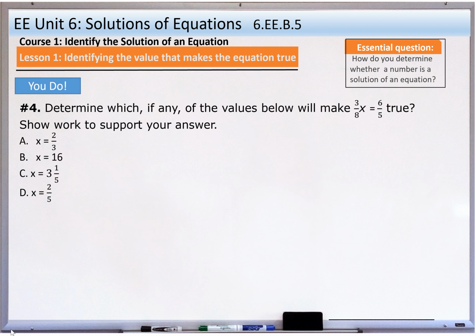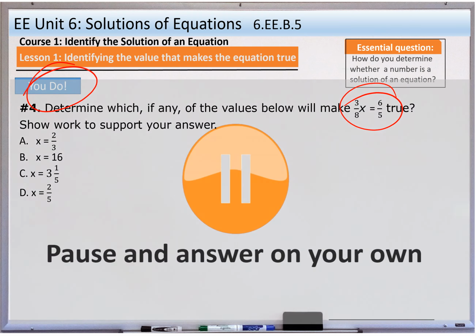Let's get started. Number 4, I want you to do this one if you haven't done it already. Determine which, if any, of the values below will make this equation, 3/8 times some number x equals 6/5, true. Show your work to support your answer. If you haven't done so, go ahead and pause the video and come back and we'll talk about the solution.